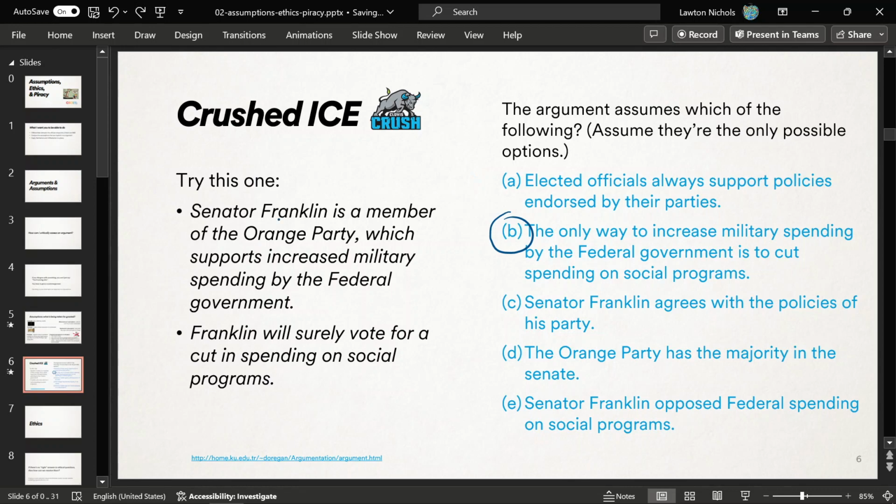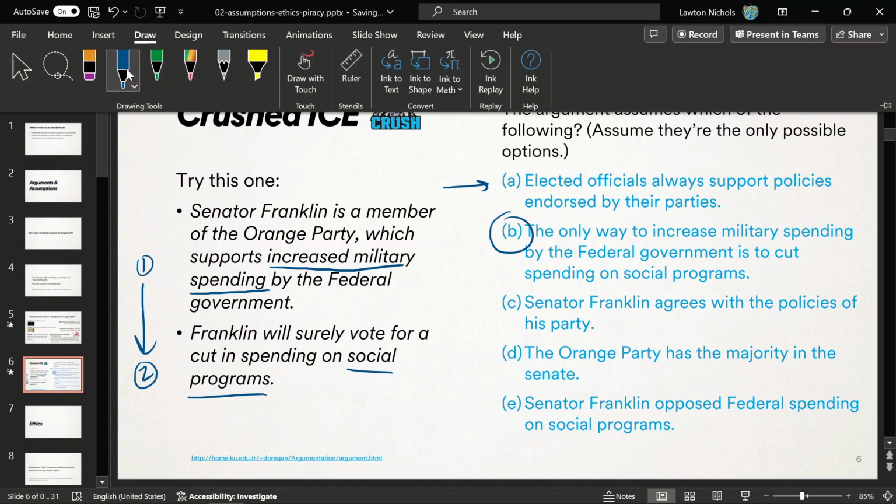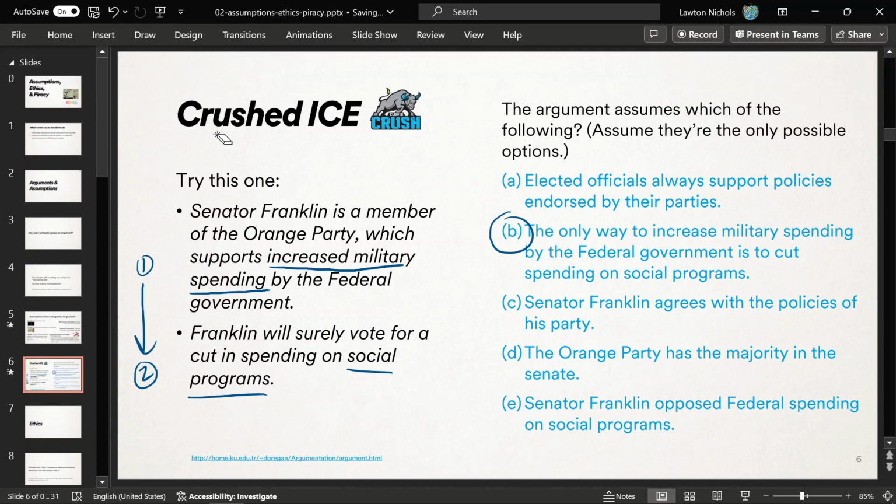Does everybody see that? So Senator Franklin is a member of the Orange Party, which supports increased military spending by the federal government. And then the conclusion of this argument is saying something about social programs. Can you see that? If A were true, all we could conclude from this fact is that Senator Franklin will vote for increased military spending, right? Nothing about social programs. You see how there's no link? Like this is like bullet 1, and this is like bullet 2. There is no link between the two, and A does not, or with A, assuming A. Does that make sense to us? That's going to be the reason.